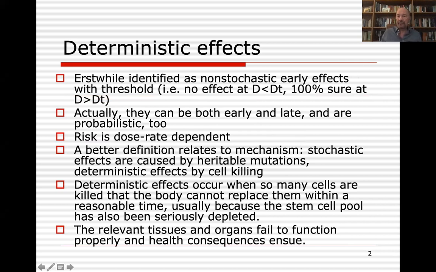Deterministic effects is maybe an old terminology, but I think it's so much used that it's important that you get familiar with that. Years ago, they were even called non-stochastic effects, and they were assumed to have a threshold. So a little bit like in toxicology, there is no effect if the dose is less than a threshold, and there is 100% probability of having the effect if the dose is greater than the threshold.